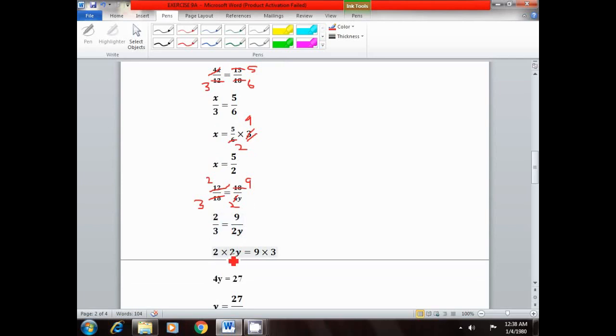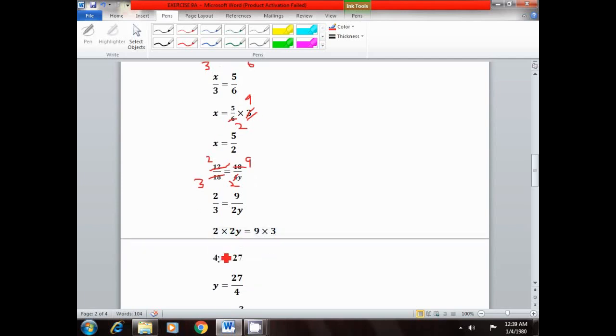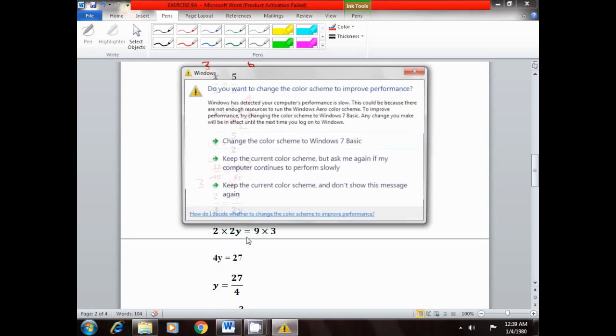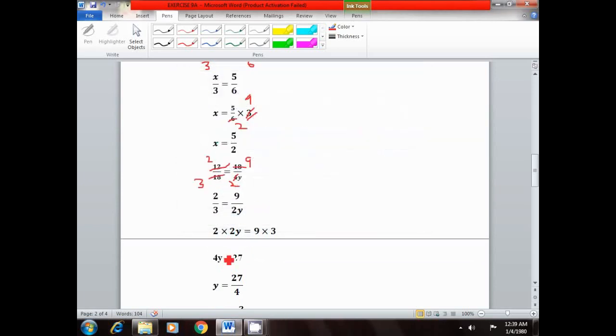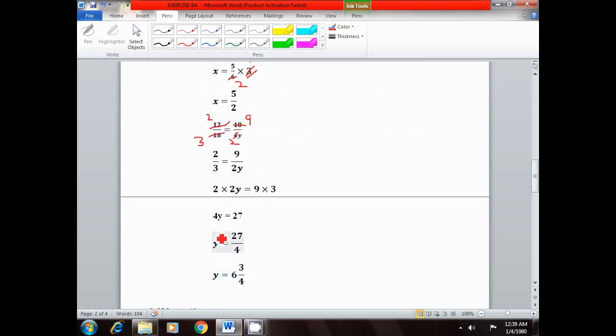After taking this 2y to the left side of the equation, the position of 2y will change from denominator to numerator. Same as if we take this 3 to the right side of the equation, the position of 3 will change from denominator to numerator. So 2 times 2 is 4, y as it is, equals 9 times 3, 27. Finally, take this 4 to the right side of the equation. This will be divided by 27.